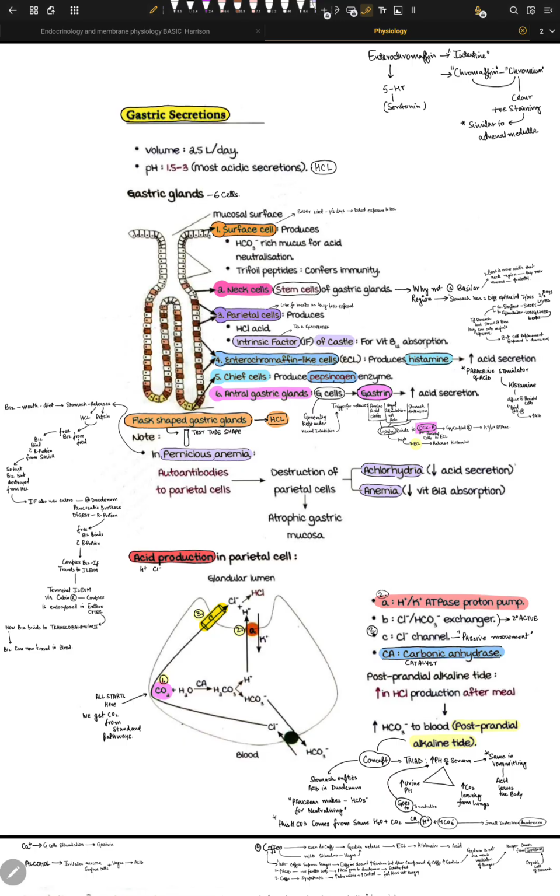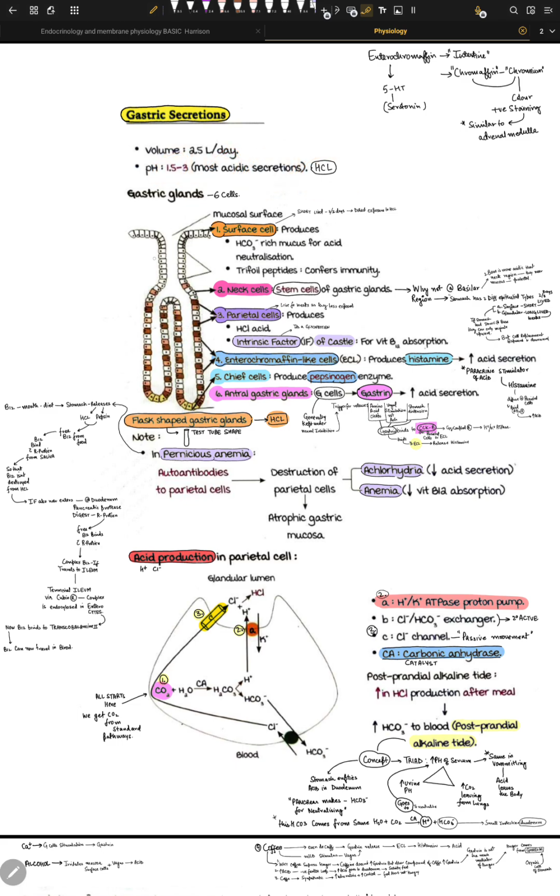So the volume of secretion is about 2.5. Our GI tract secretes around 2.5 liters of water inside the GIT, and it can get recycled. So that's the idea of 2.5 liters per day. The pH is mostly acidic, right? It's around 1.5 to 3. It's mostly acidic secretion, that is HCl.